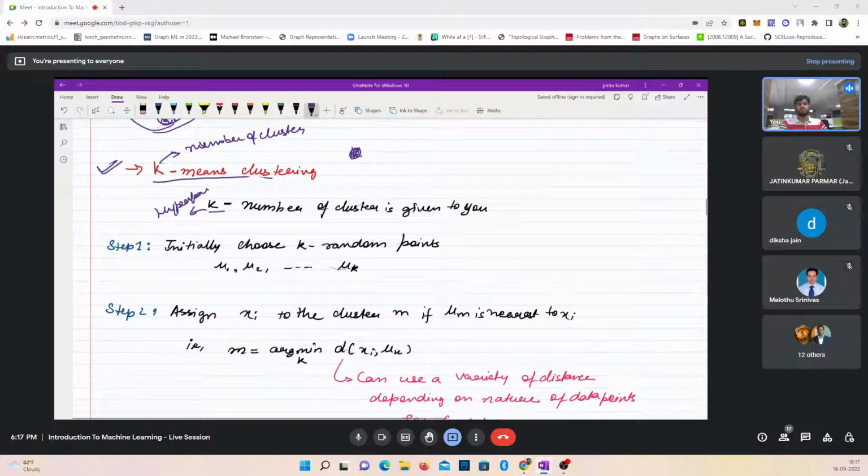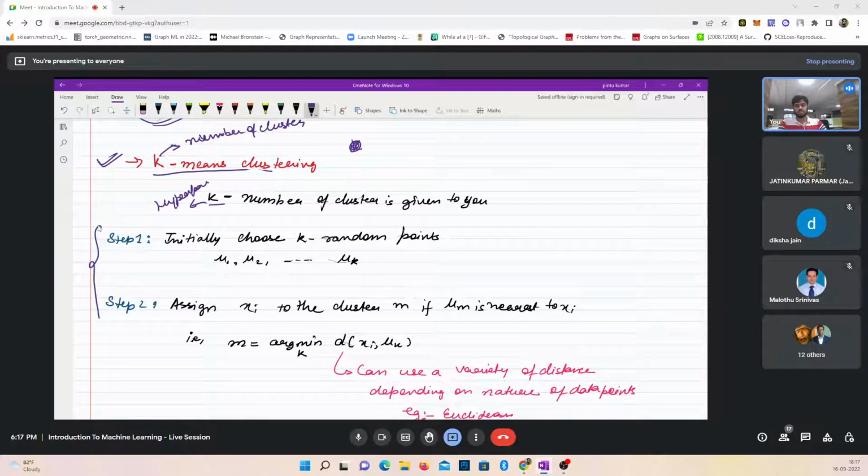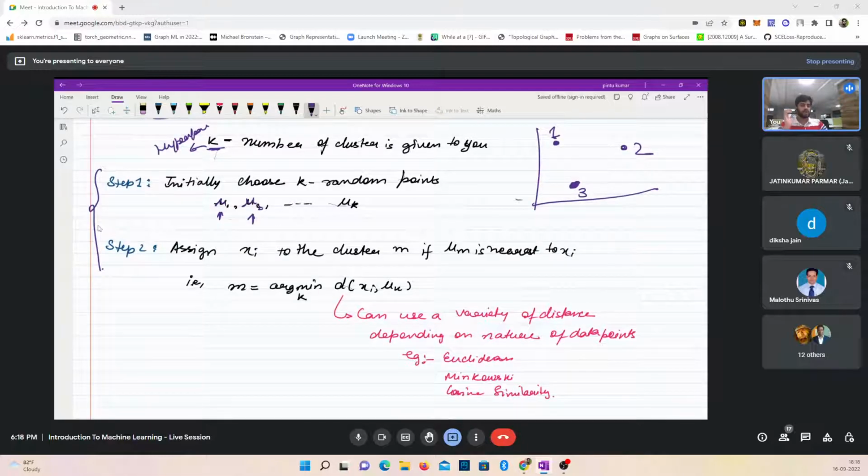K-means clustering can be summarized into three or four broad steps. First of all, you have to initialize a central point for every cluster. You wanted to have k clusters, so the first step is to initialize some random center points for all of these clusters. Let's say this is your plane. You assign that this point is my cluster 1, this point is my cluster 2, this point is my cluster 3.